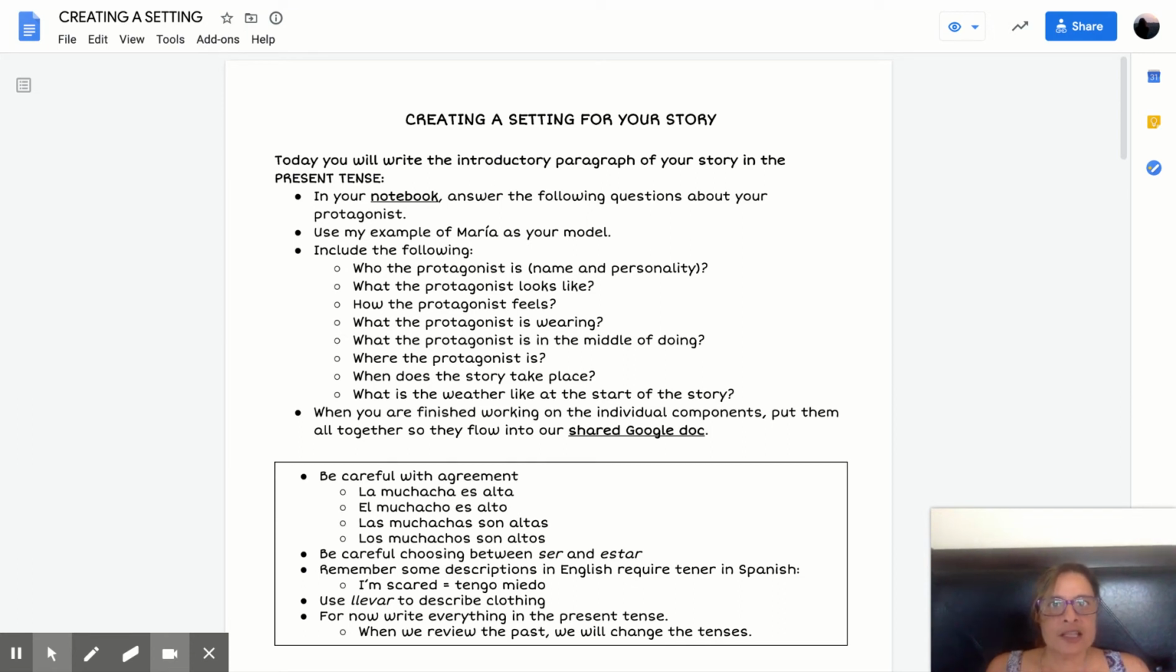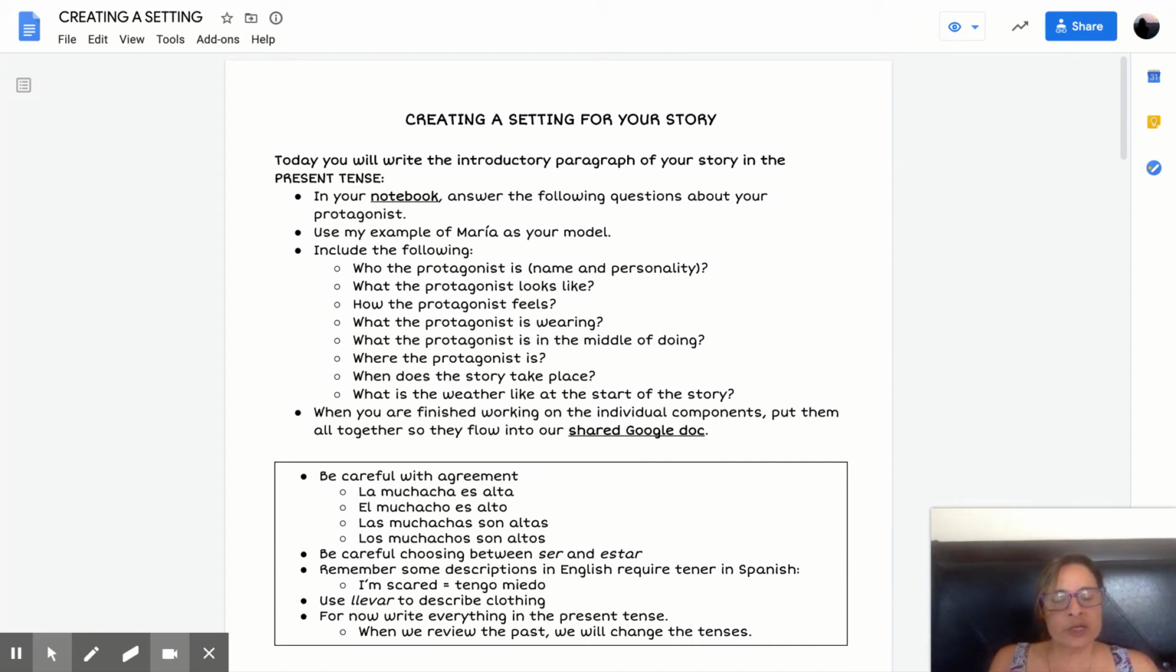So if you look at this document, I have taken you through the creation of a setting step by step. I have written my own story, and you can pretty much model what you're doing off of what I have been doing. And I've tried to include tips and hints to remind you of things that you may have forgotten. So if we look at this document together, the first thing I'm going to have you do is create the different parts of your story inside of your notebook.